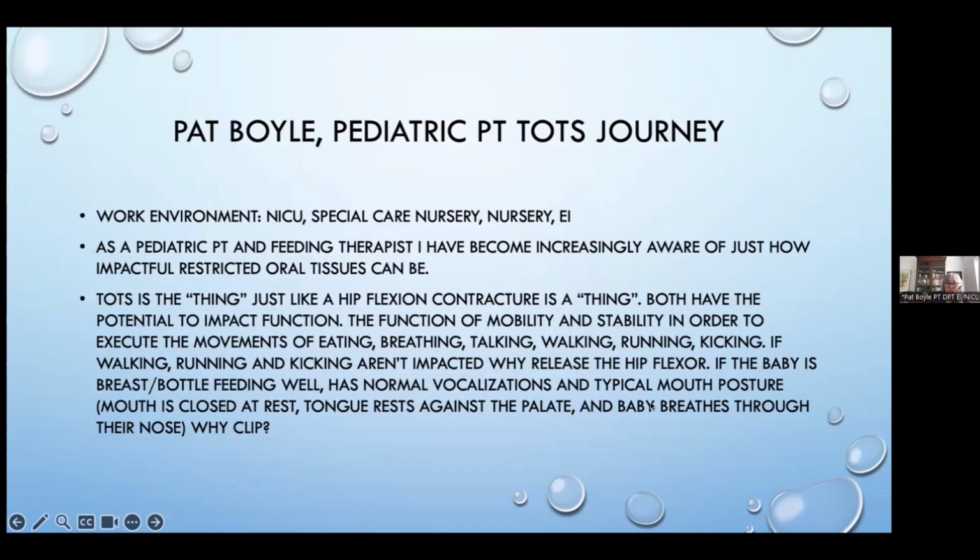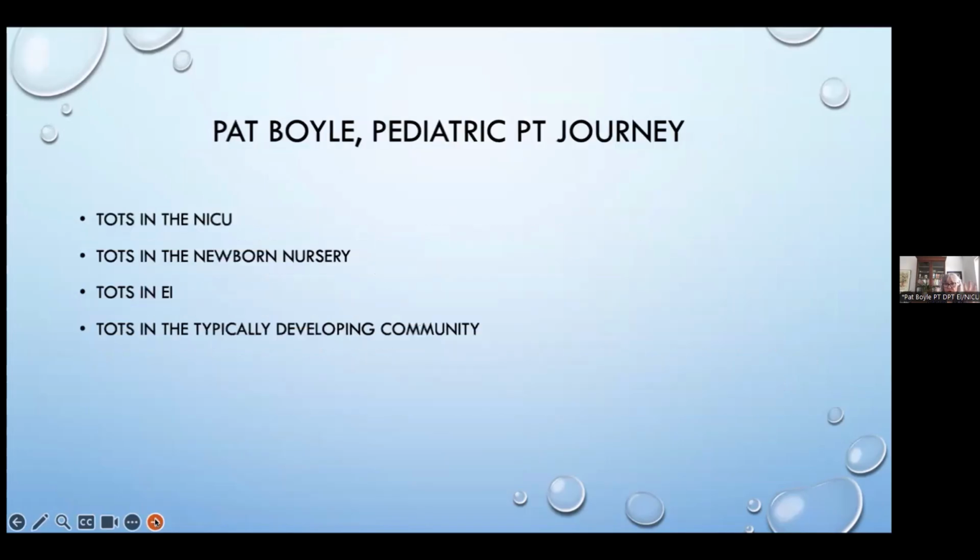Okay. As a pediatric physical therapist and feeding specialist, I've become increasingly aware of just how impactful restricted oral tissues can be. TOTS is a thing, just like a hip flexor contracture is a thing. Both have the potential to impact function, the function of mobility and stability in order to execute the movements of eating, breathing, talking, walking, running, and kicking. So if walking, running, and kicking aren't impacted, why release the hip flexor? If the baby is breast or bottle feeding well, has normal vocalizations and typical mouth posture, so that the mouth is closed at rest, tongue rests against the palate, and the baby breathes through their nose, why clip? So keep all of those things in mind.